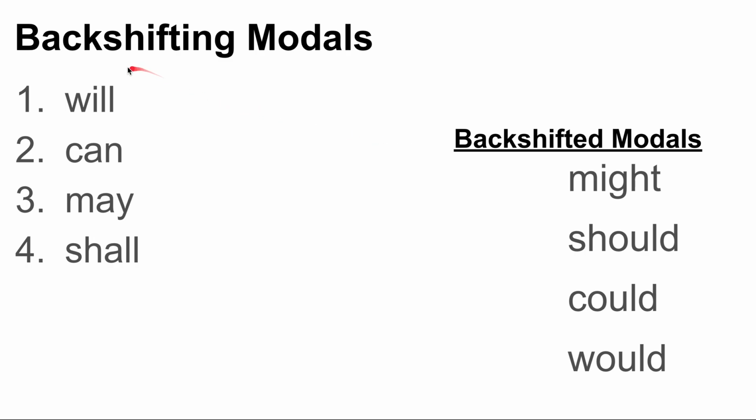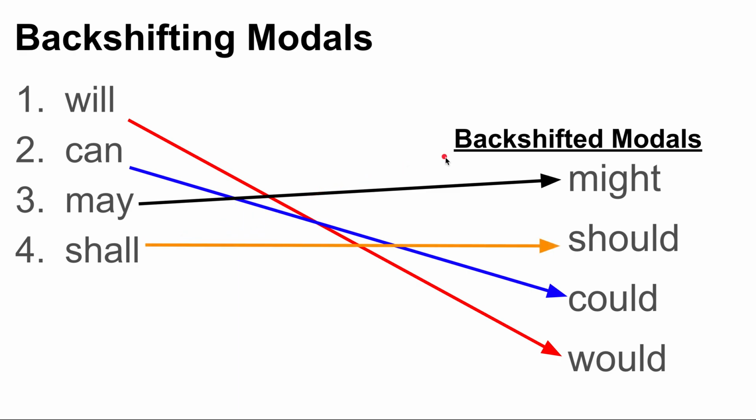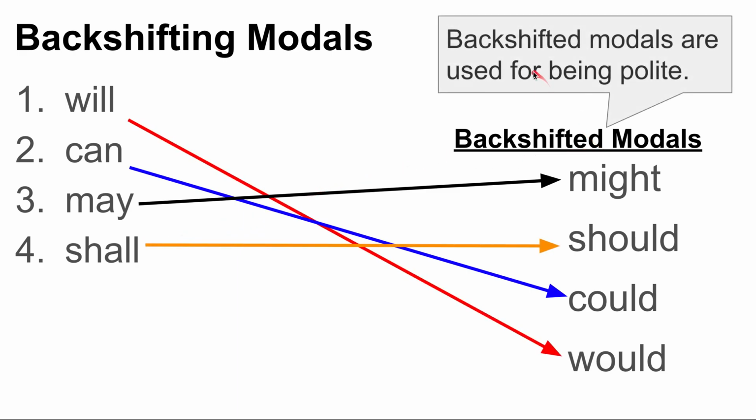Something I need to talk about is backshifting modals. Will, when it's backshifted, is would. Can, could, may, might, shall, should. Backshifted modals are used for being polite. They're usually also used for unreal circumstances, such as, I wish she would be quiet. I wish I could see dragons. Okay, but these are also used when being polite.